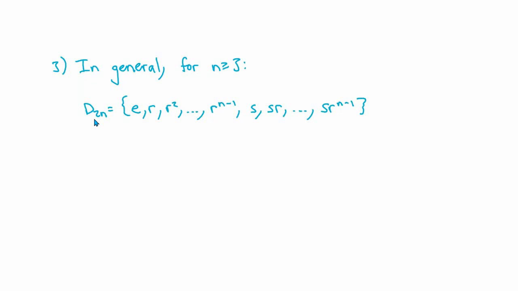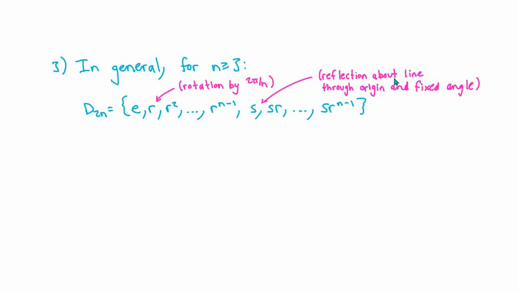The dihedral group of order 2n is generated by a rotation by 2 pi over n radians, together with a reflection about a line through the origin and some fixed angle. The order of this group is 2n, which justifies calling it the dihedral group of order 2n, and it turns out to always have a presentation analogous to the ones that we saw in the cases when n was 3 or 4. It's generated by r and s, and every relation between these two generators can be obtained from the relations r to the n equals s squared equals e, and rs equals sr inverse.